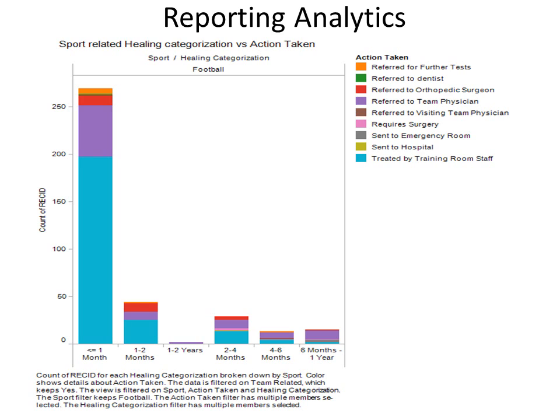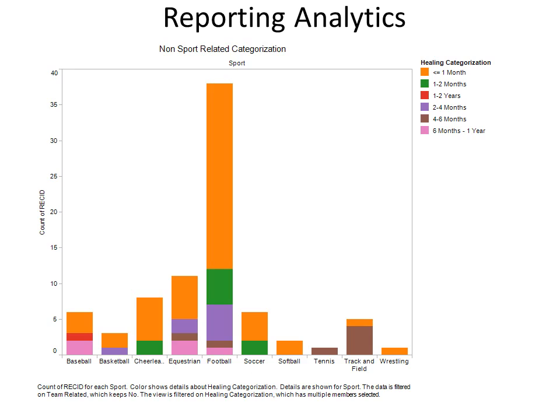In this visualization, we see the healing categorization versus the action taken for the injury. We see the light blue colored bar, which is the treatment done by training room staff, getting extended into 1 to 2 months, 2 to 4 months, and 4 to 6 months as well. This indicates that the treatment done by training room staff is not adequate.